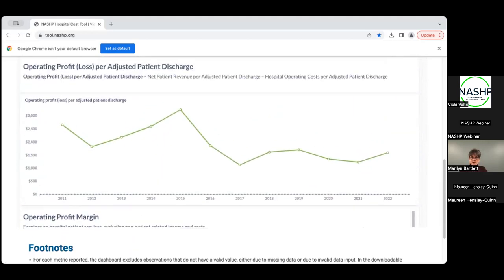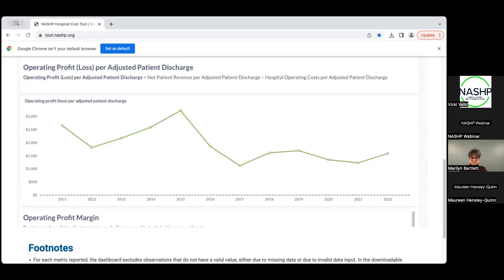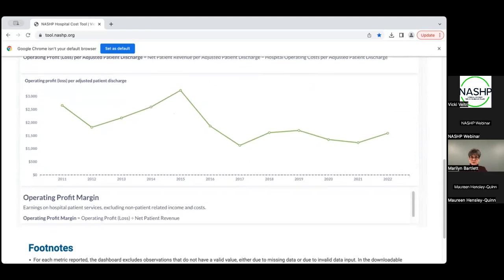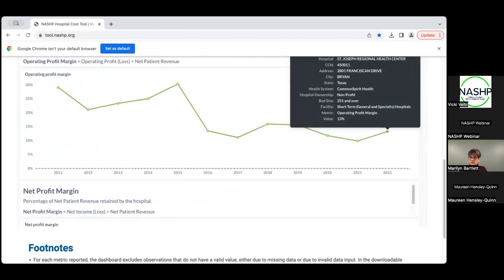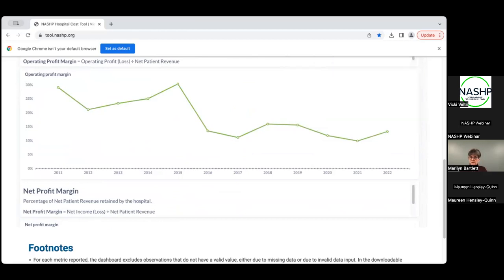We look at operating profit for this hospital per adjusted discharge. The operating profit margin, they're coming in at 13%, up a little bit.